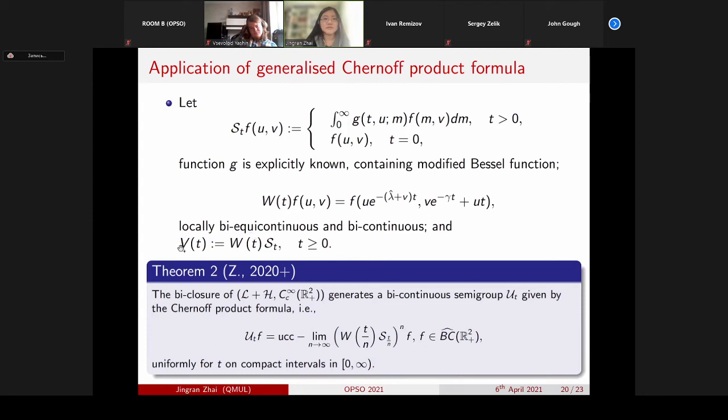And we define the Chernoff function Vt as such. So by applying the generalized Chernoff product formula, we have the final statement. And this allows us to write the tail distribution of the extinction time as the limit of an iterated integral. And so this gives us the potential for analytic and numerical experiments in the future.